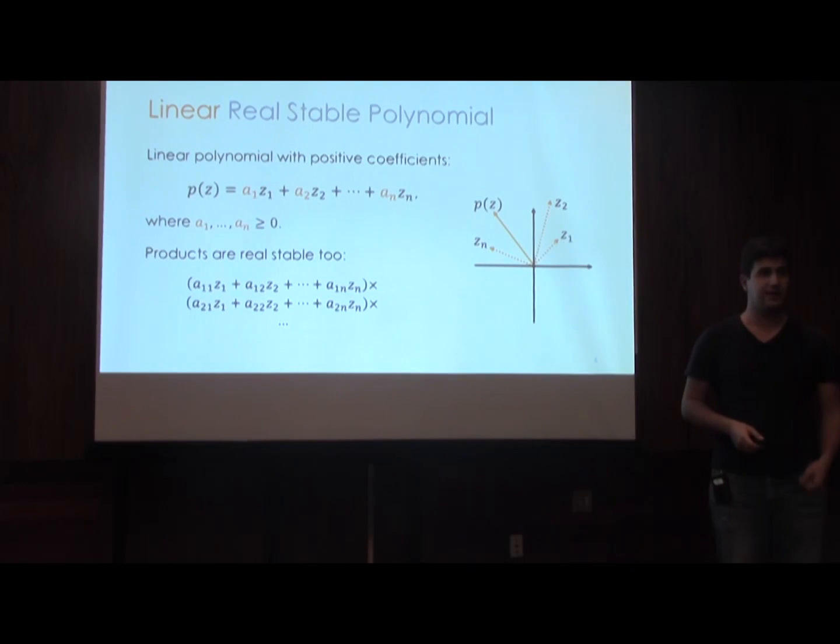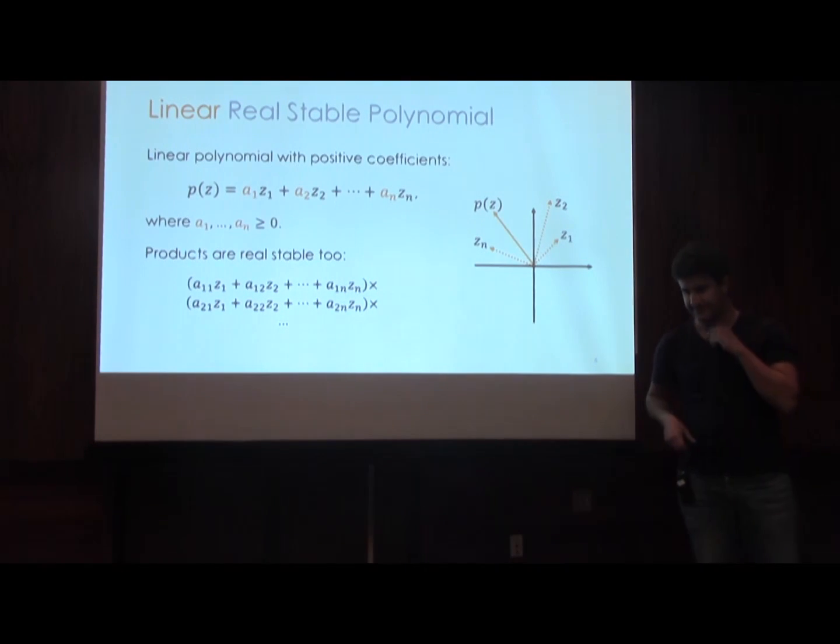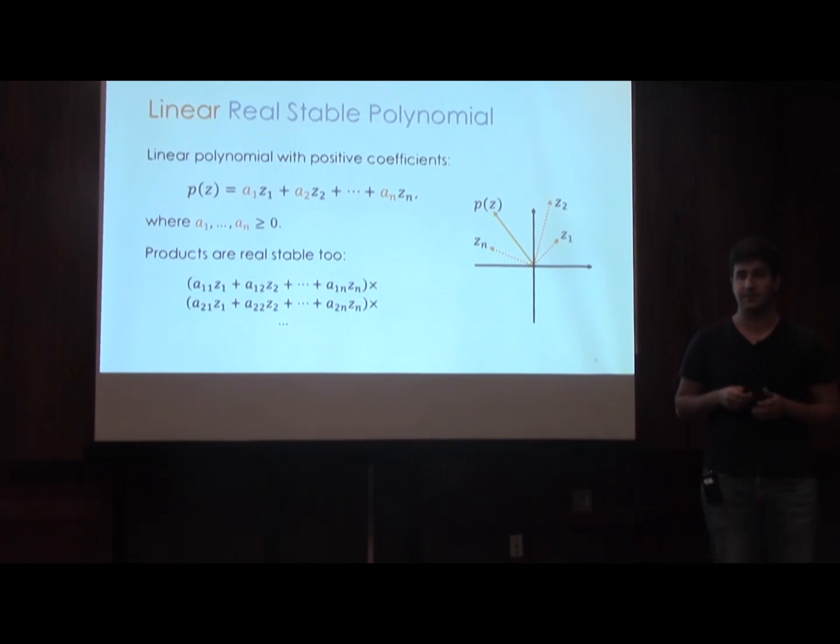Right? Here is a slightly more complicated piece. So if you have two polynomials which are real stable, their product is also real stable. Because real stability was defined in terms of the zeros, right? So if none of them have zeros in the upper half plane, then their product also doesn't.